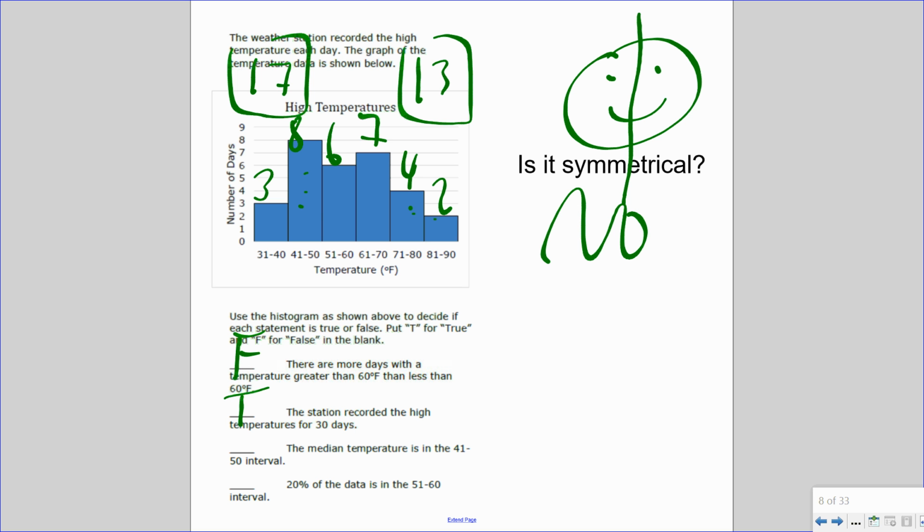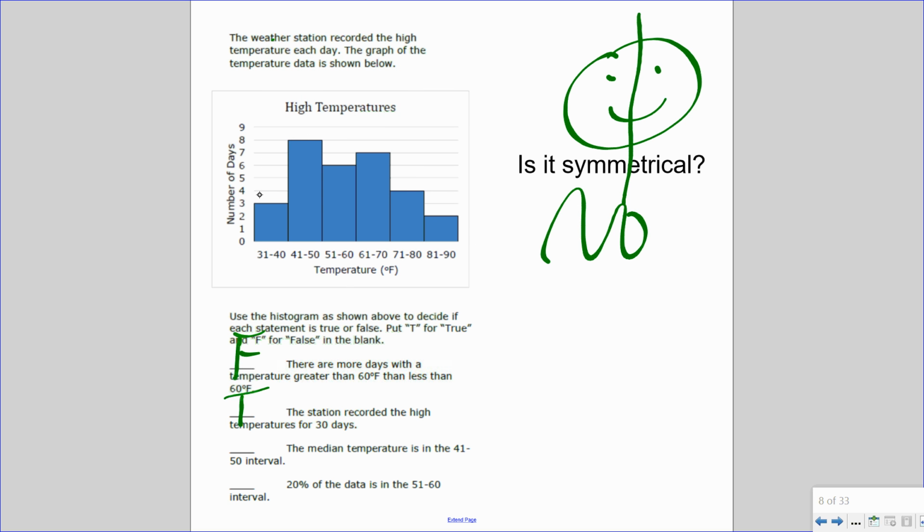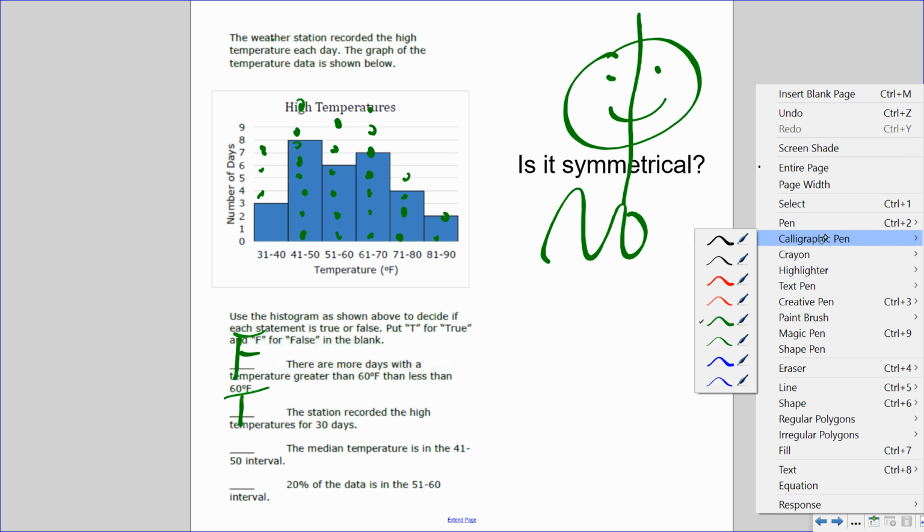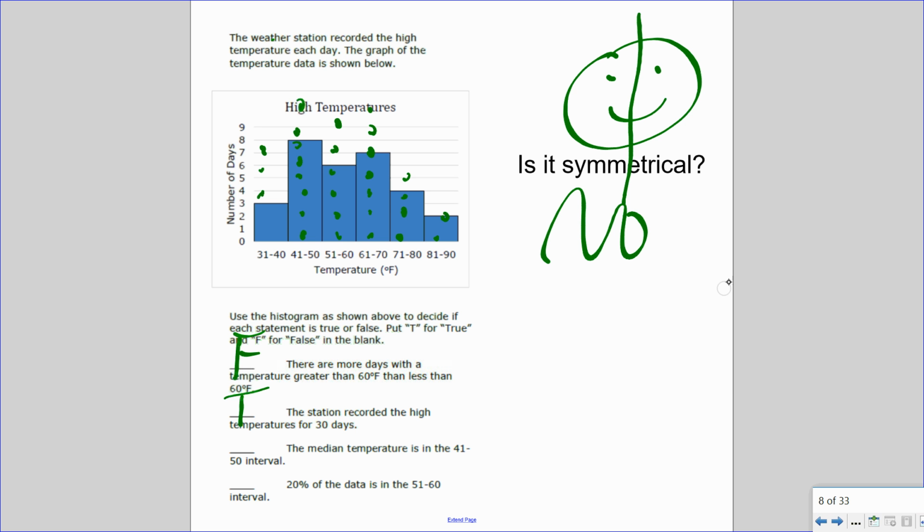The median is in 41 to 50. So let's go back. Let's draw some dots. 3 dots. 1, 2, 3. 1, 2, 3, 4, 5, 6, 7, 8. 1, 2, 3, 4, 5, 6. 1, 2, 3, 4, 5, 6, 7. 1, 2, 3, 4. 1, 2. Let's get my red pen and find a median.